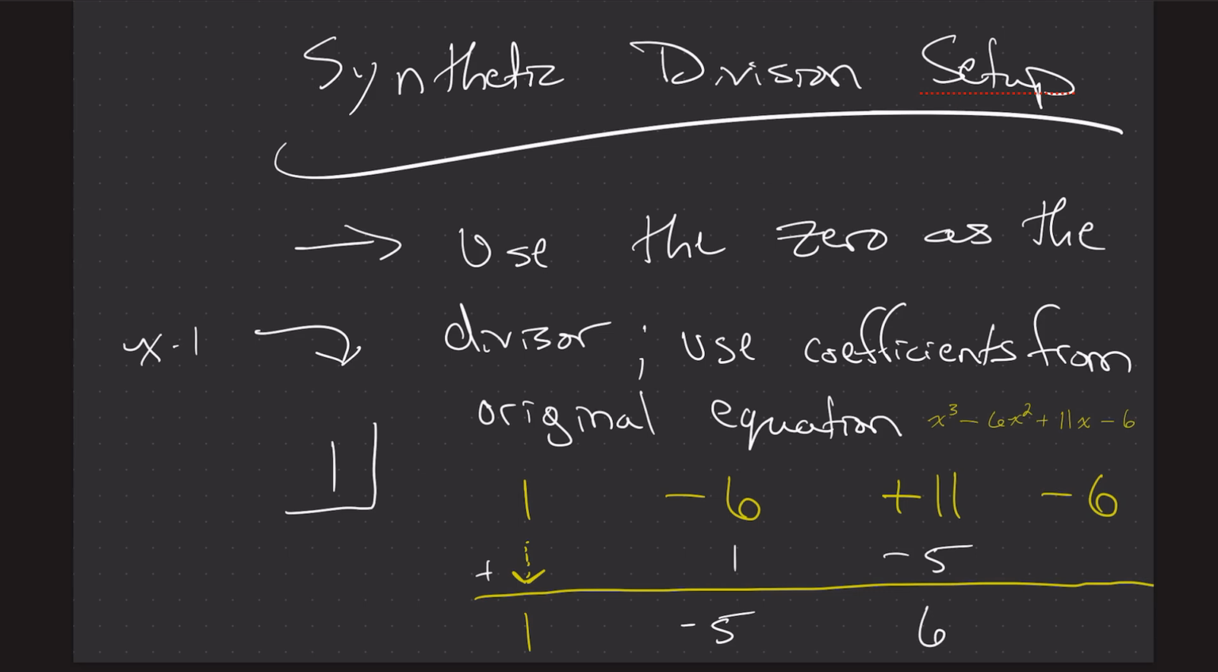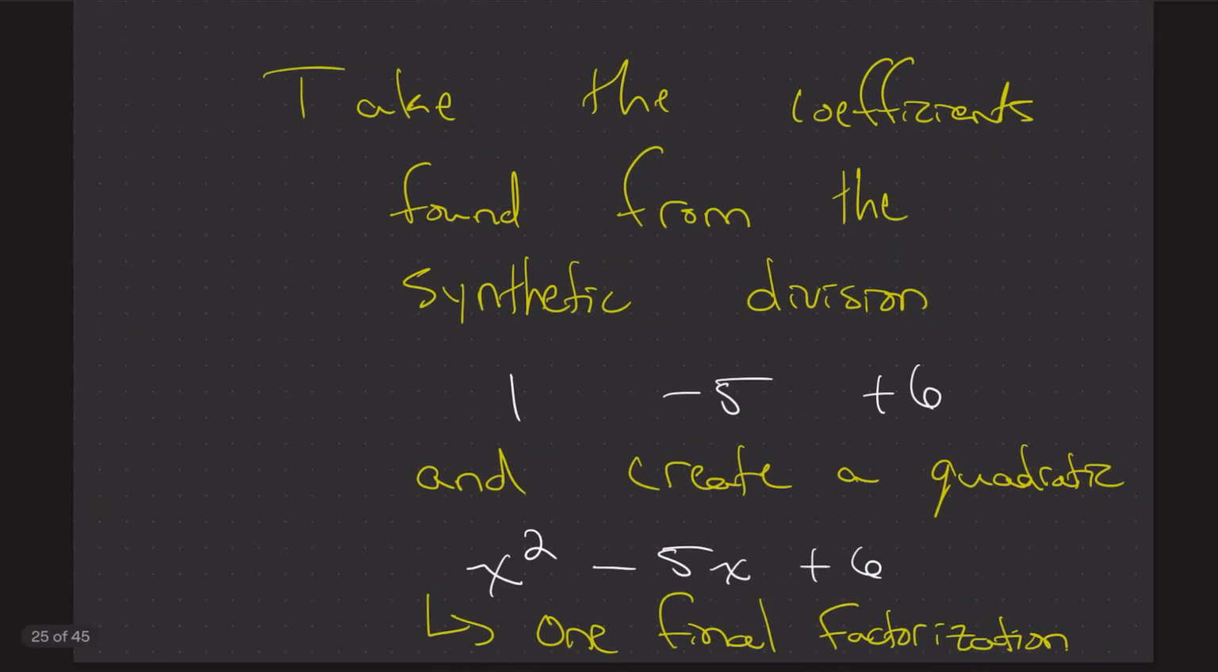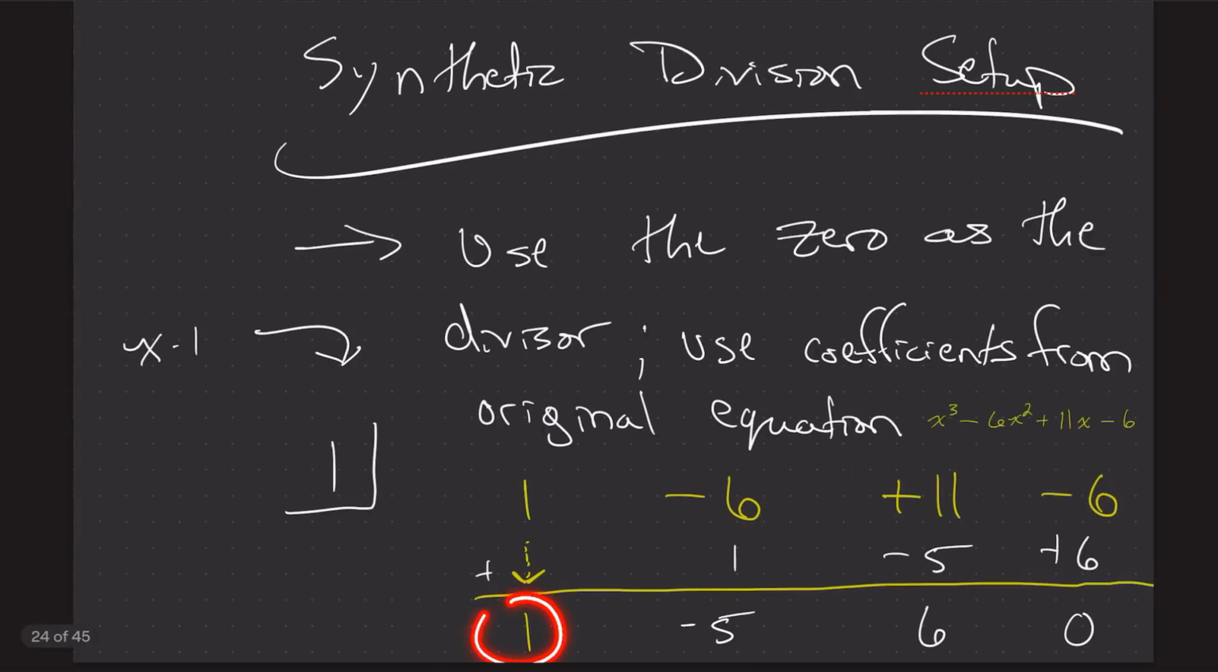And then again, we're going to take the divisor and multiply it by that remainder here. We're going to get positive 6 here. And then negative 6 plus positive 6, neither one of them is greater, so they cancel each other out and we get 0. Now we're going to take these coefficients, 1, negative 5, and 6. If this wasn't 0, that means that x minus 1 is not a factor.